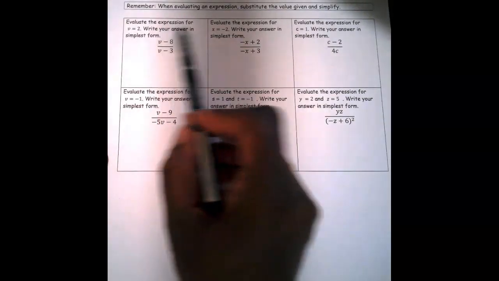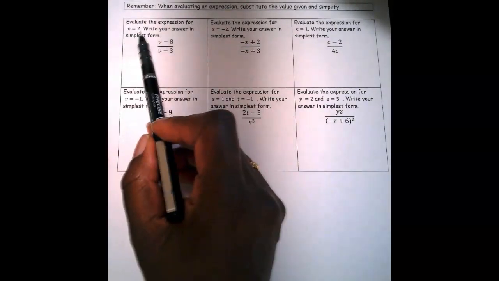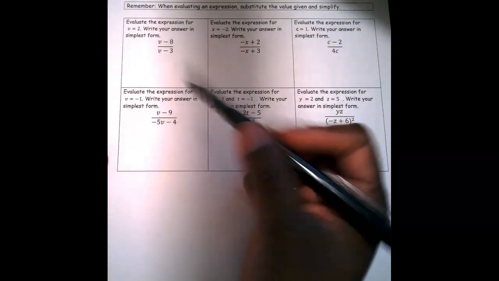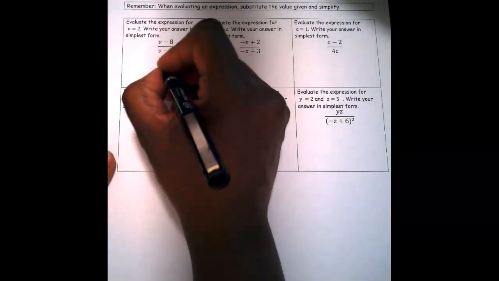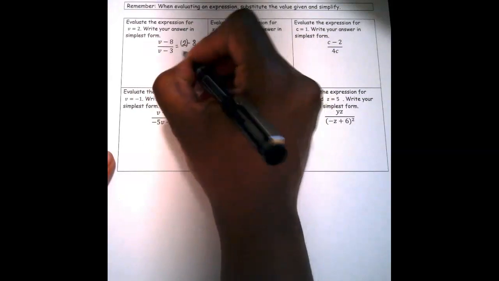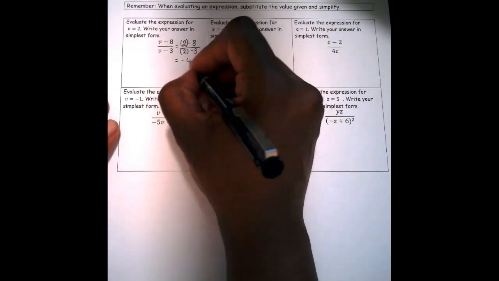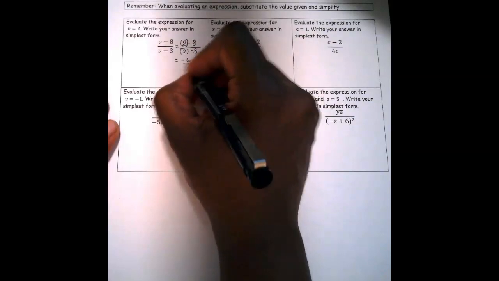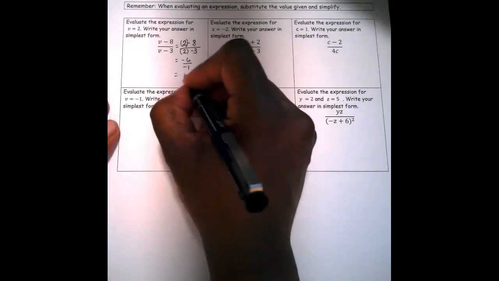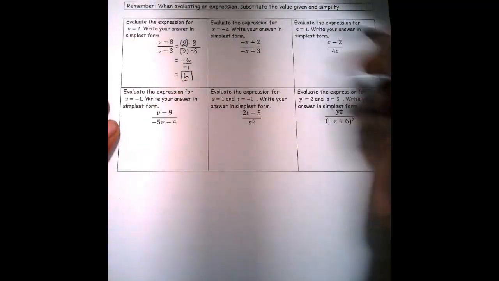The first one, evaluate the expression for v is equal to 2. Write your answer in simplest form. So where we see v, instead we're going to put 2. We have (2) minus 8, and I'm going to put that in parentheses to let us know that we actually did substitute that value. And then I've got 2 minus 3. Well, 2 minus 8 is negative 6, and 2 minus 3 is negative 1. So if we simplify that, we come up with the answer of 6.